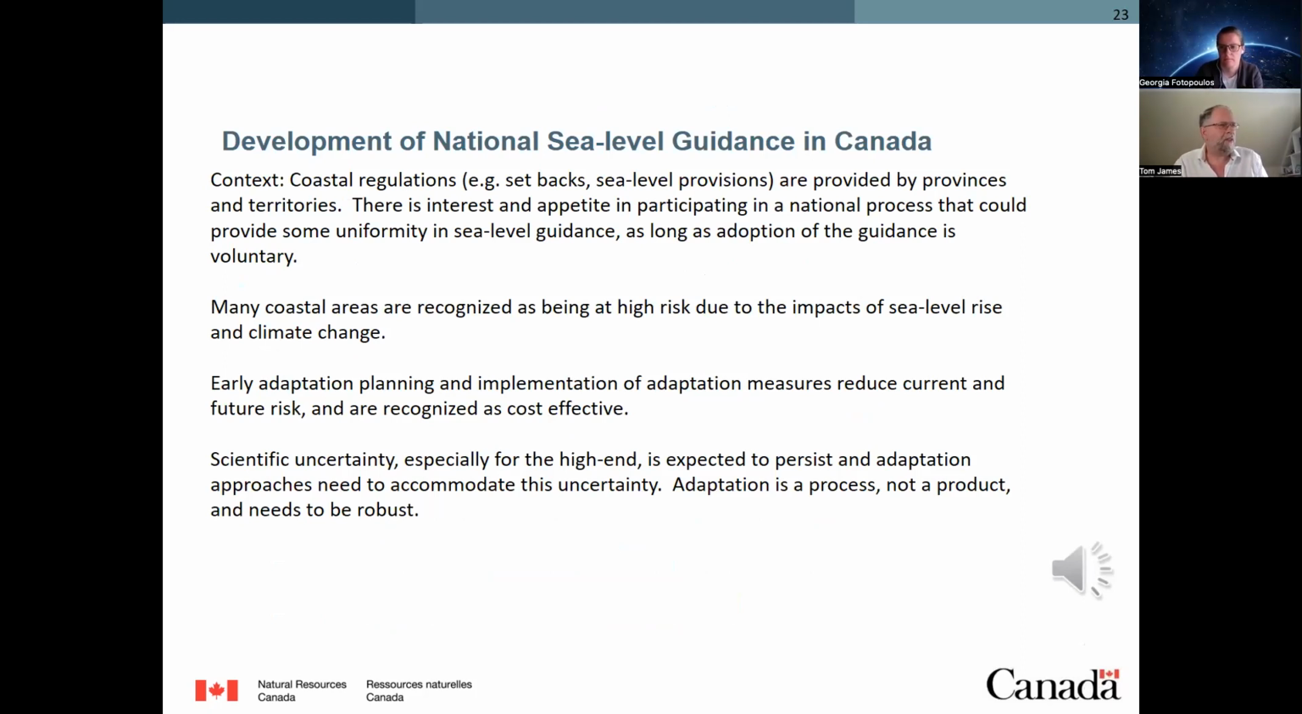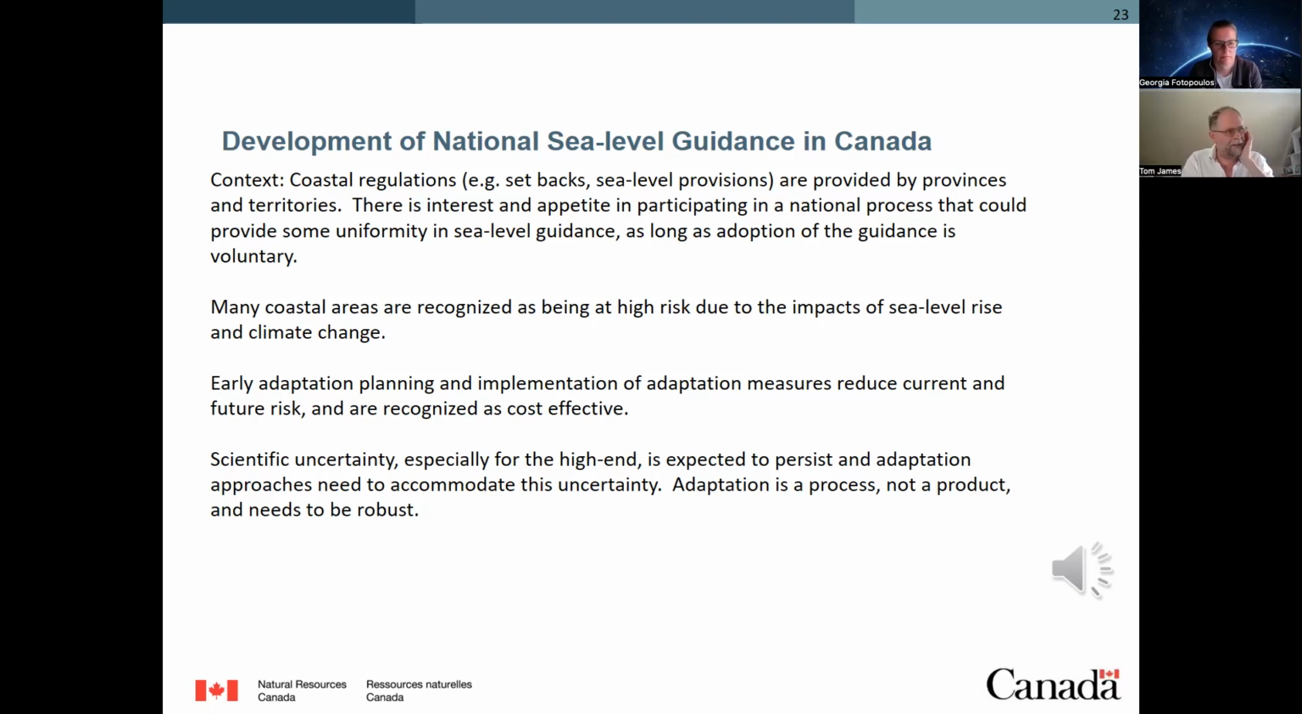And we recognize that many coastal areas are at high risk because of the impacts of sea level rise, as I've already mentioned. One of the factors that drives this is that we know that early adaptation reduces not just future costs, but also current and near-term costs. It's recognized as being very cost effective, with sometimes return on investment ratios of 10 to 1 and better.